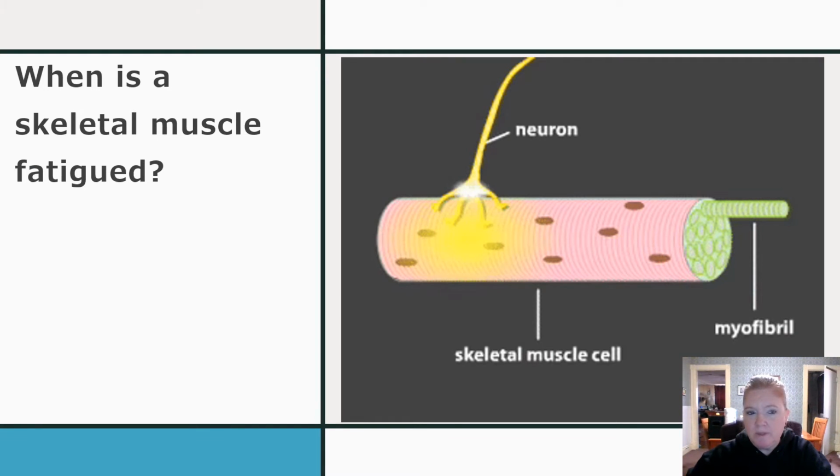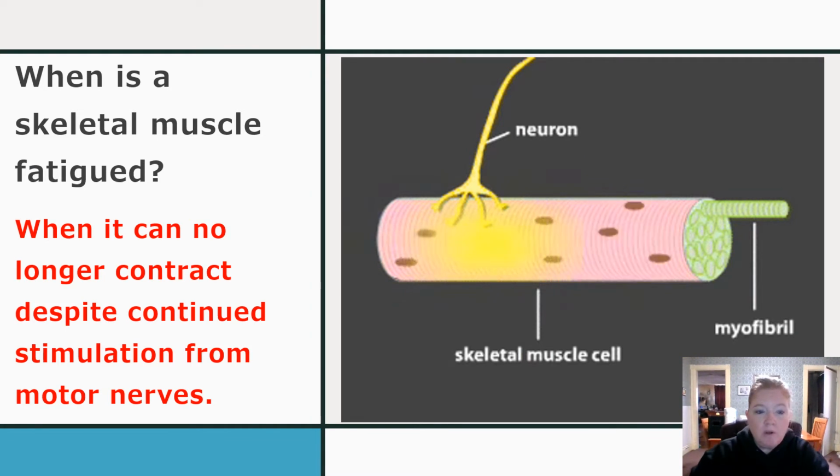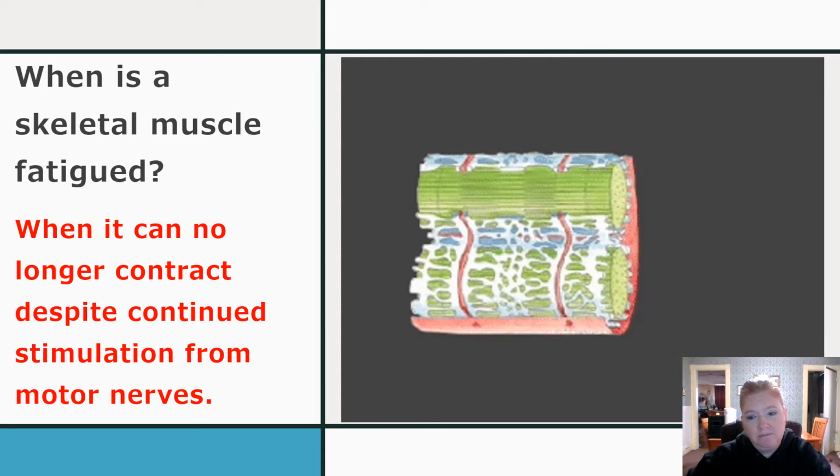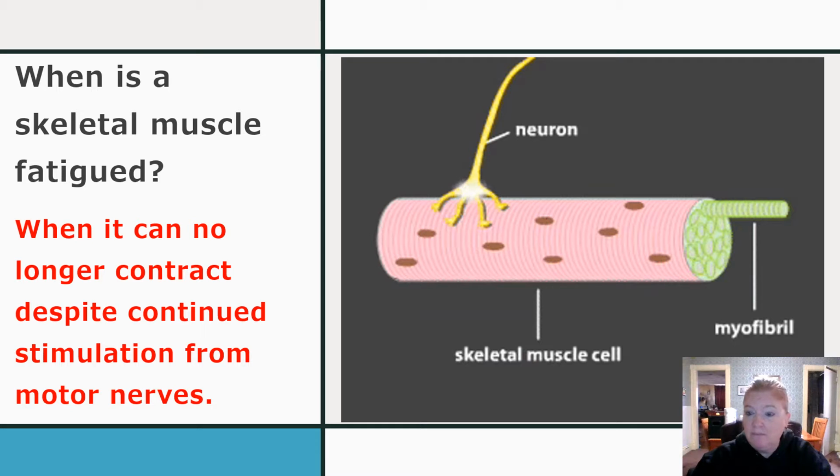When does a skeletal muscle get fatigued? Well, when it can no longer contract, even though it's being stimulated to contract. So the message is coming through contract, contract, contract, and the skeletal muscle is like, I can't do it. It's fatigue.